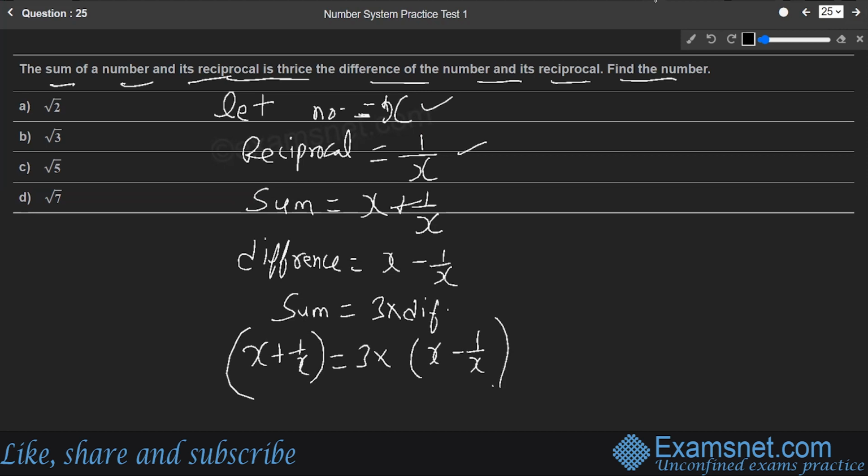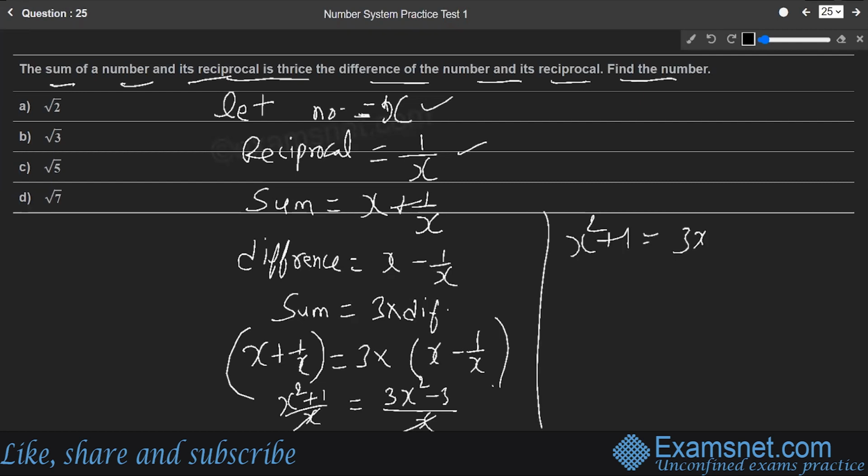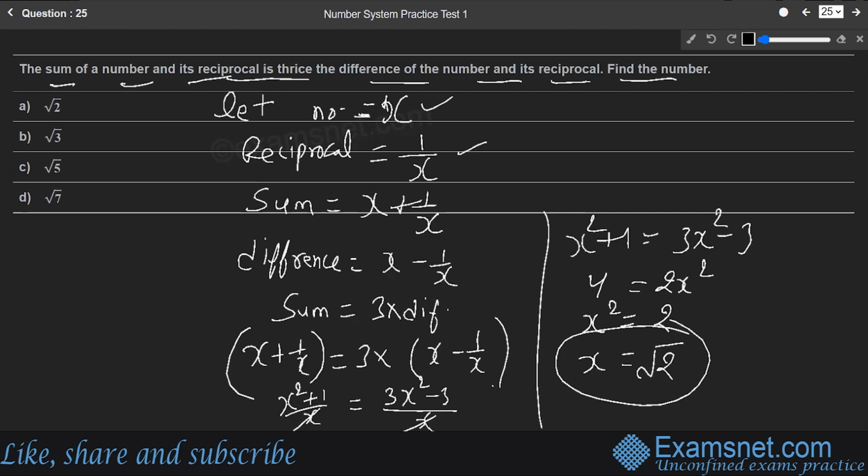So we have to make an equation out of it. If we try to solve this, this is going to be x squared plus 1 over x is equal to 3x squared minus 3 over x. This x and x get cancelled from both the sides. So we are left with x squared plus 1 is equal to 3x squared minus 3. So 3x squared minus x squared is going to be 2x squared on the right hand side, and 1 plus 3 is going to be 4. If we solve this, x squared is coming out to be 2. So clearly the value of x is root 2, which is available in option number A and becomes the right answer for us.